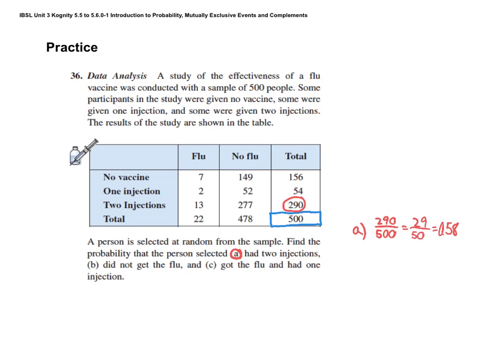All right, so then what's the probability for B? What's the probability that someone did not get the flu? 478. Yeah, 478 out of 500. Okay, so 478 out of 500.